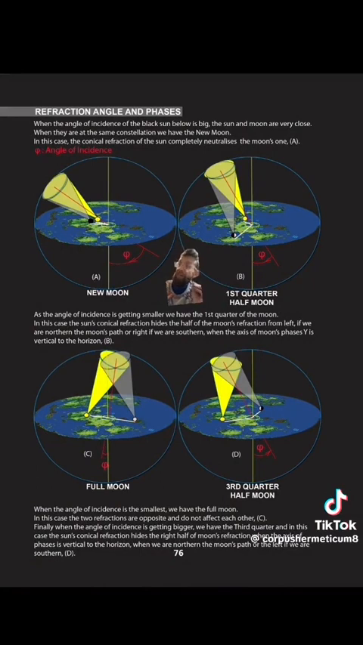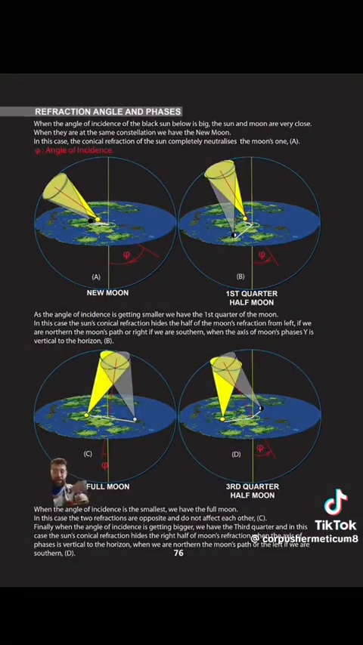When the angle of incidence of the black sun is bigger, the sun and moon are very close. When they are in the same constellation, that's what gives us the new moon. So in this case, when the conical refraction of the sun is bigger, it neutralizes and takes away the light from the moon. Okay, the black sun is spinning at its farthest circle, and then the sun and the moon are at their closest.